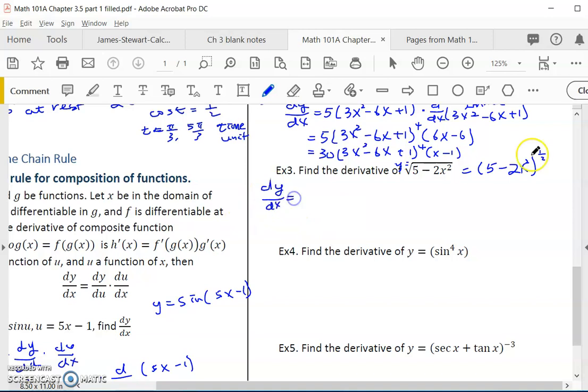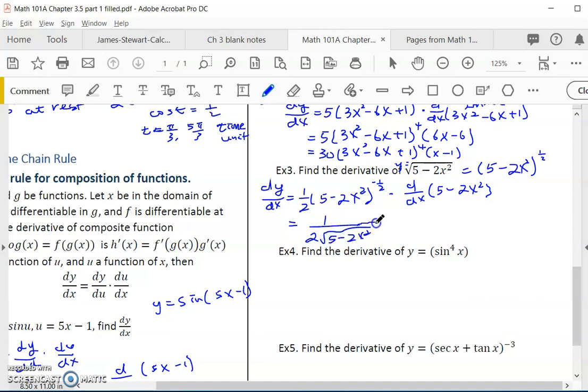dy/dx would be, this is n, and the inside we don't change anything, 5 minus 2x squared, to the 1/2 minus 1, which is negative 1/2. So that is the general power rule. And then we have to do d/dx of the inside, d/dx of 5 minus 2x squared, multiplied to it. So this is a negative 1/2. We know that it's in the denominator.